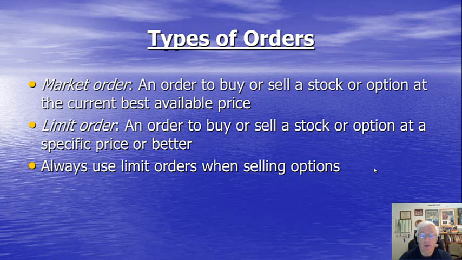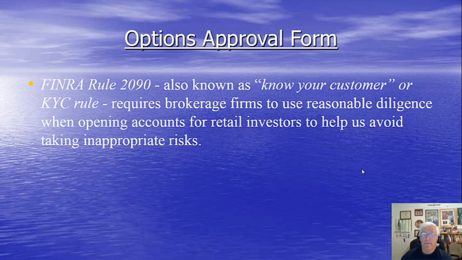When we go with options, I always prefer limit orders, and that's an order to buy or sell a stock or an option at a specific price or better. So, for example, if you sold a put for $1, we're instructing our broker to generate $1 or better on the sale of that put, or the trade will not be executed. So we always use limit orders as it applies to selling put options.